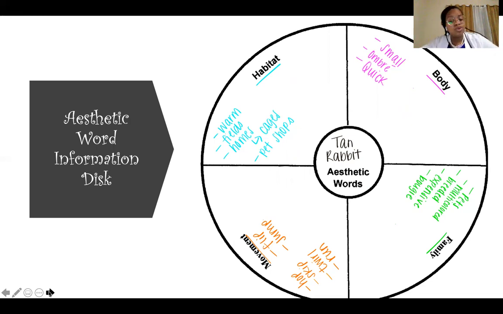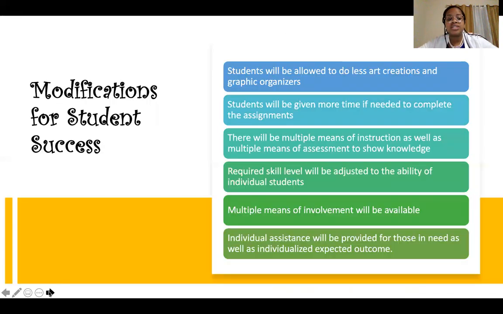For movement, they hop, skip, twirl, run, flip, and jump. And that was my aesthetic word information disc.